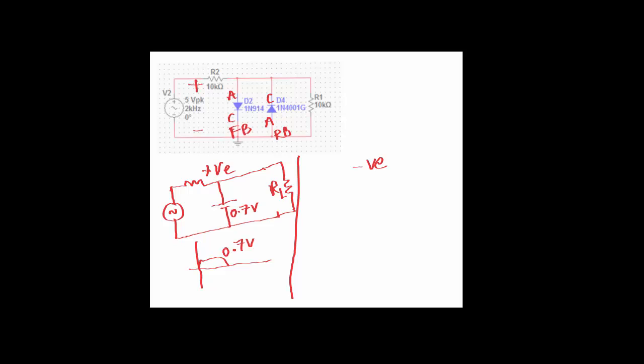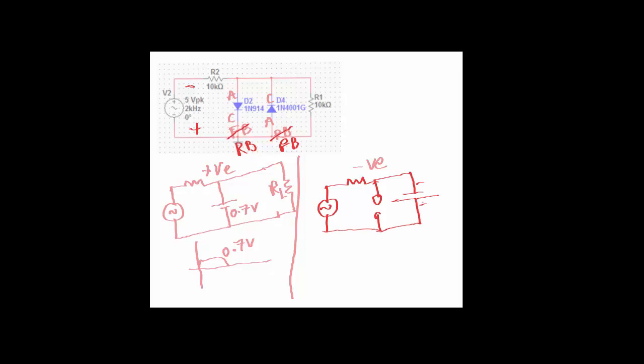During the negative half cycle, that means the input signal applied is going to be negative. So during the negative half cycle, the D2 will be reverse biased and D4 will be forward biased. So that means if you redraw the circuit, D2 will be reverse biased, meaning that I can replace it with an open circuit. D4 will be forward biased, meaning that it consists of 0.7 volts, but the cathode is at the top and the anode is at the bottom. So that's going to be negative and positive because it's forward biased. It consists of that 0.7 volts across it and you still have your load.